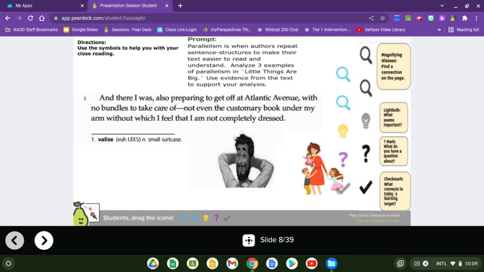And there I was, also preparing to get off at Atlantic Avenue with no bundles to take care of, not even the customary book under my arm, without which I feel that I am not completely dressed. Please take a moment to annotate this page. I hope your annotation and discussion of that annotation was rich.